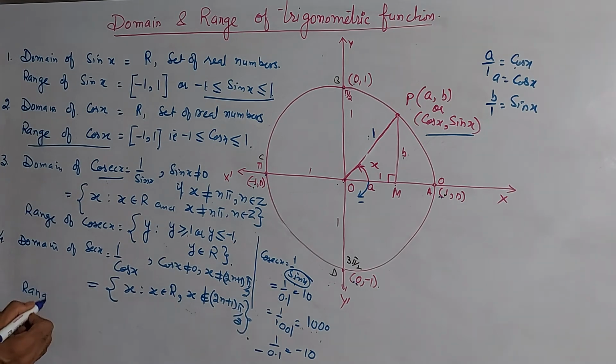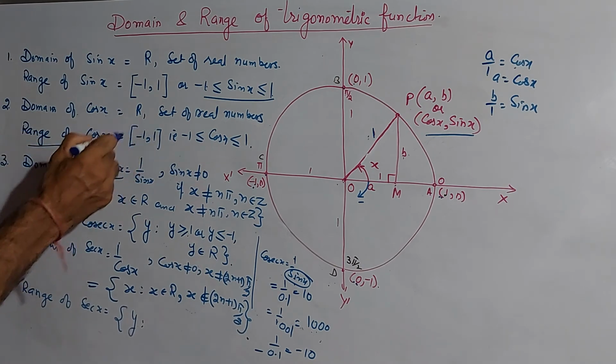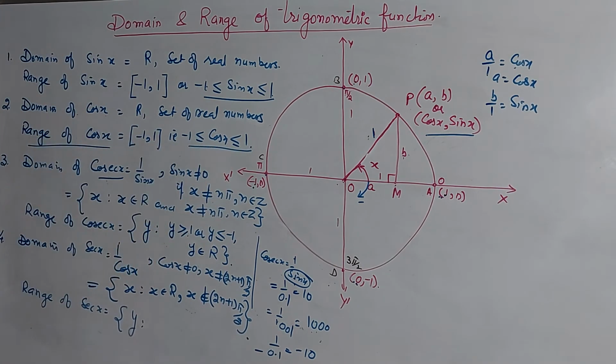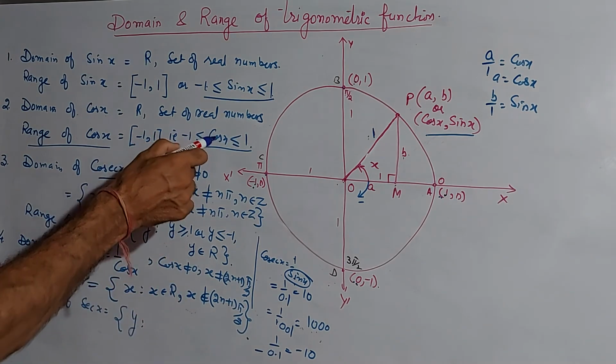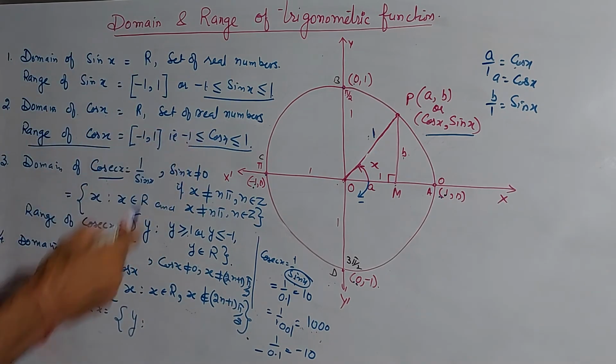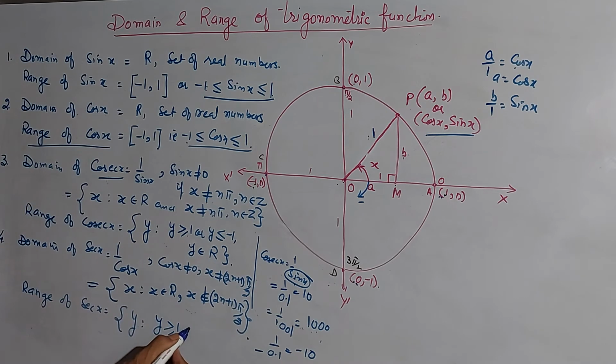So the range of secant x is y such that, when we put in values of x from the domain, the value of cos x is from -1 to 1 and all the fractions. So we will get values like these: y will be greater than or equal to 1, or y will be less than or equal to -1, and y belongs to the set of real numbers. So this is the range of the function secant x.